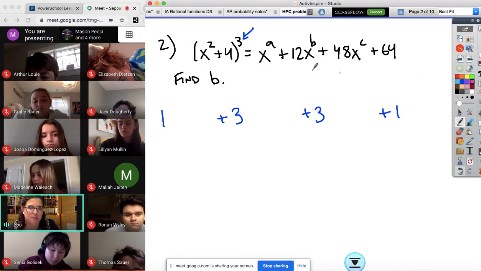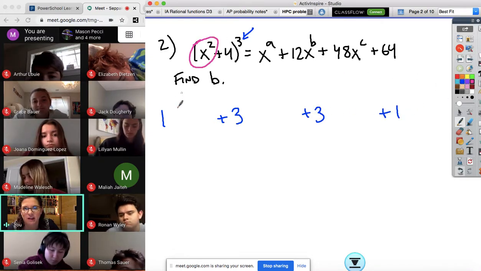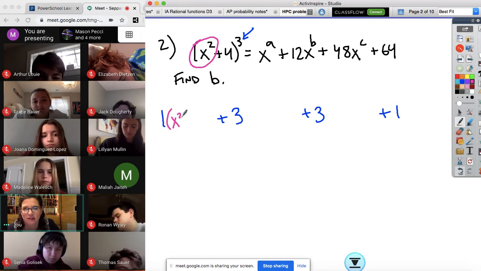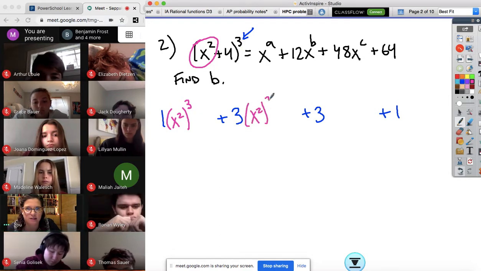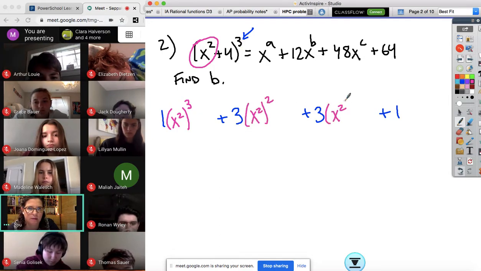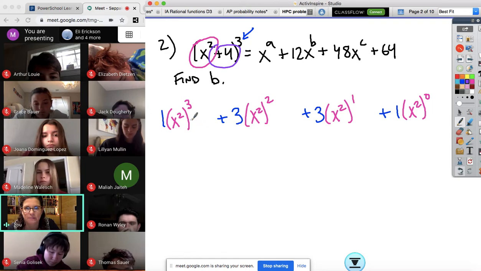And then do that same process where whatever is the first thing, put it in parentheses, and it's going to get raised to the highest power, which is a 3, this power right here. And then it's going to decrease. And then the second thing that's written, which is a 4, that's going to start with a 0, and then it's going to increase.